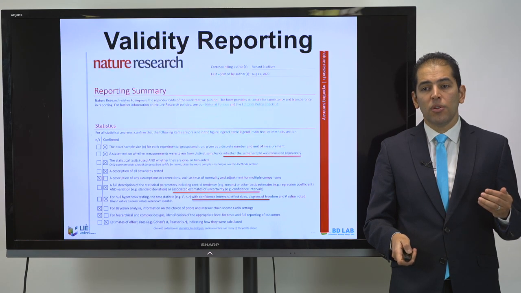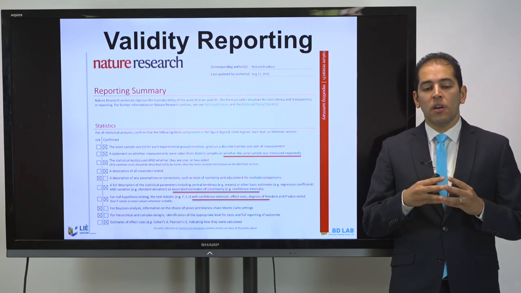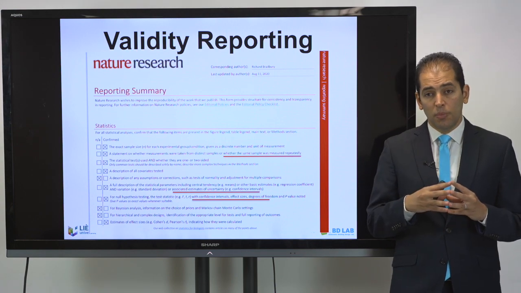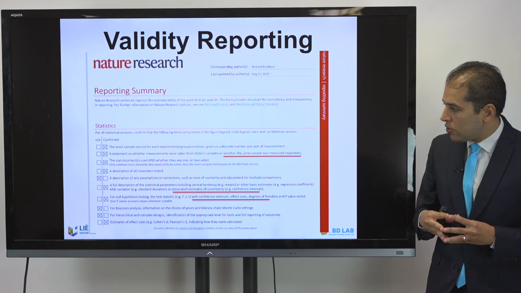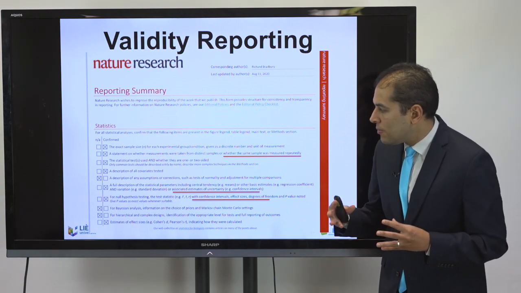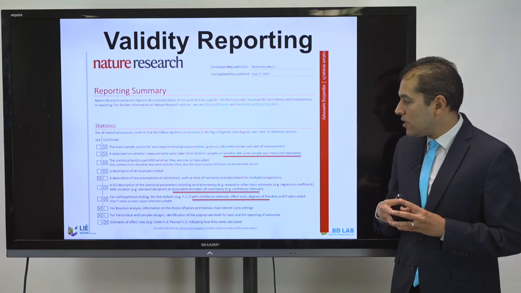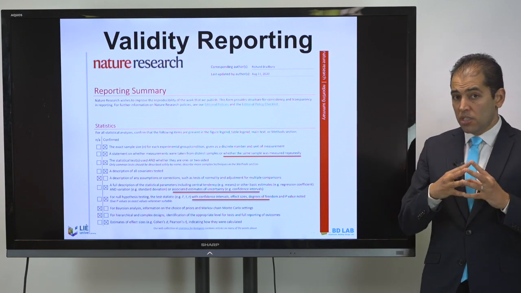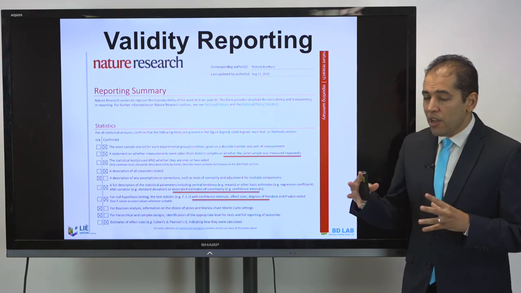Here we are talking about questions that can be reported, and a journal like Nature requires this validation reporting. For example, you must have a report summary and they will ask you the following. Do you have a statement on whether the measurements were taken from distinct samples or whether the same sample was measured repeatedly? So this is a quality measure. You repeatedly measured the sample.